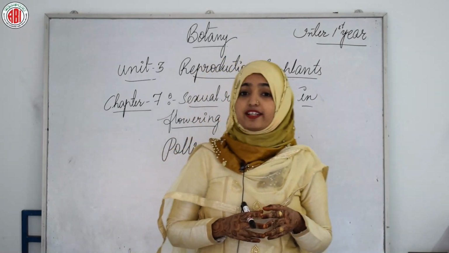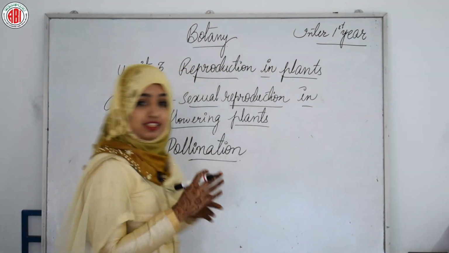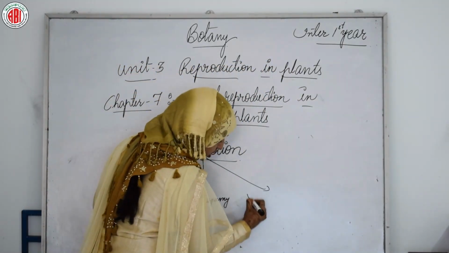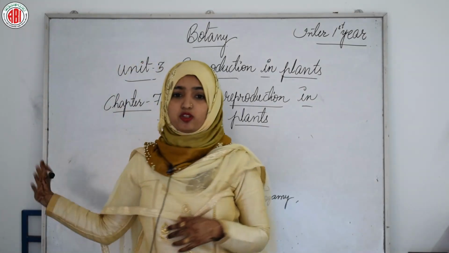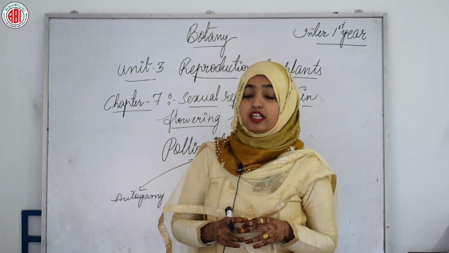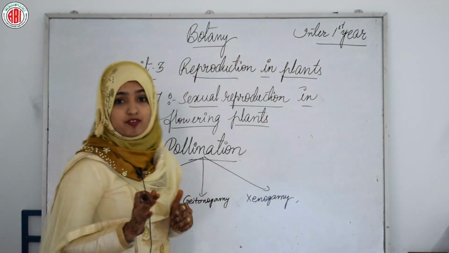So pollination can be majorly classified into three types. The first one is autogamy, the second one is geitonogamy, and the third one is xenogamy. First we are going to learn about the first type, that is autogamy. In this type, pollination is achieved within the same flower, that is, transfer of pollen grains from the anther to the stigma of the same flower.